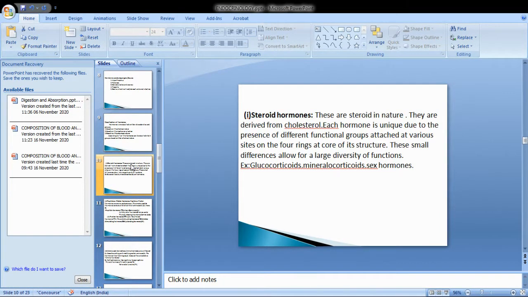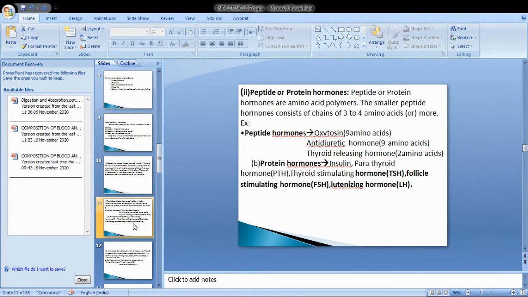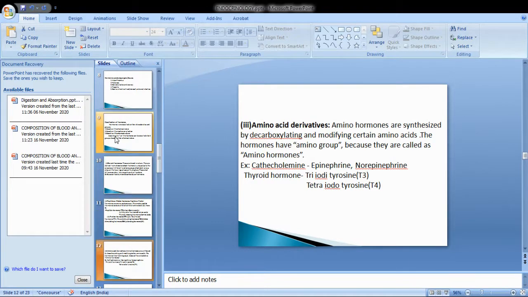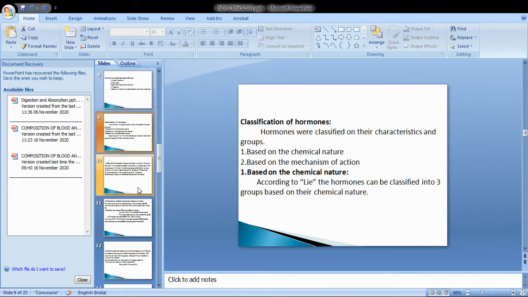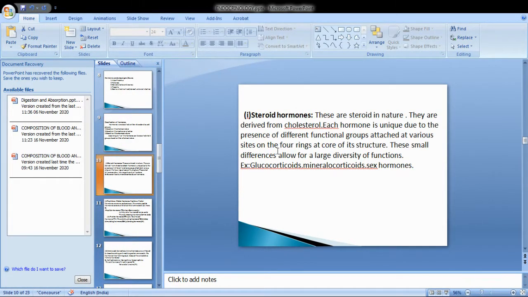There are steroid hormones, peptide or protein hormones, and amino acid derivatives. First, steroid hormones. These are steroid in nature. They are derived from cholesterol, which is derived from animal sterols. Each hormone is unique due to the presence of different functional groups.